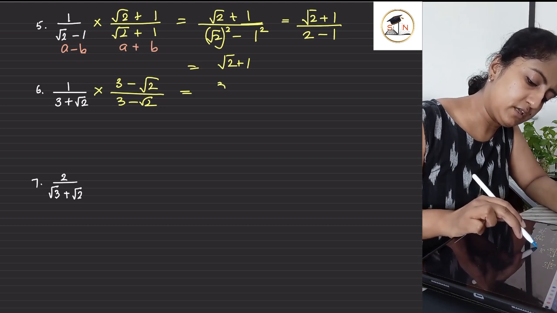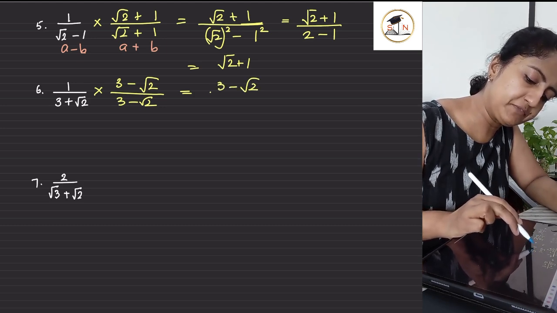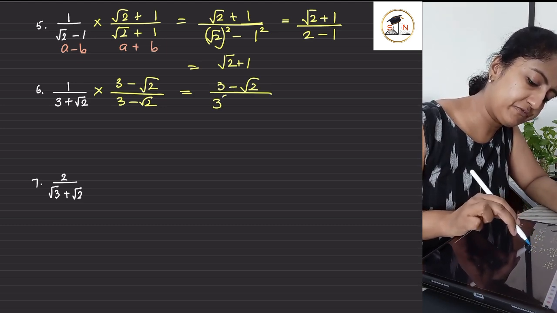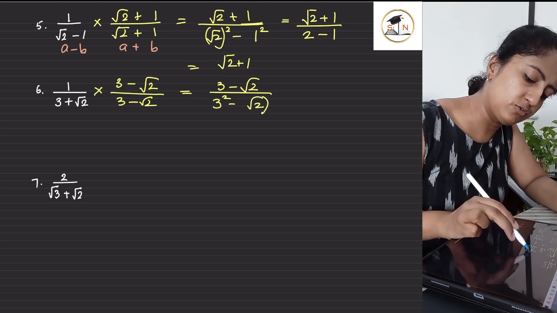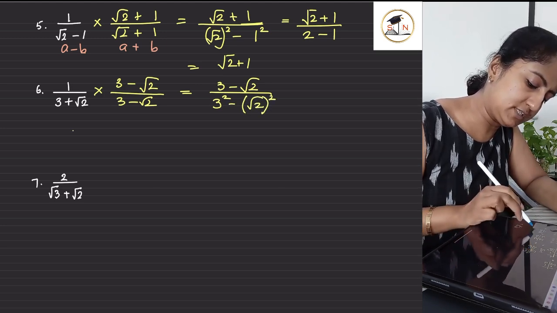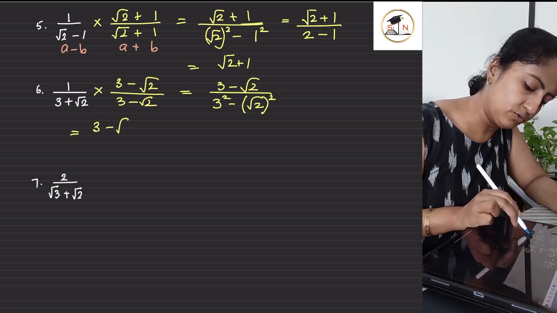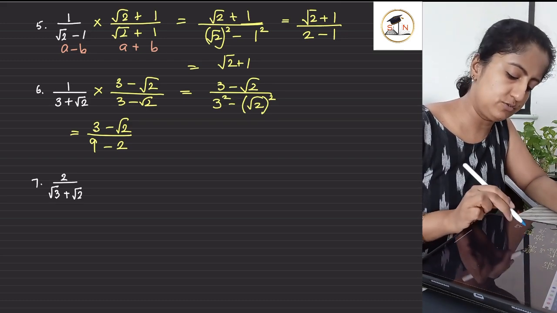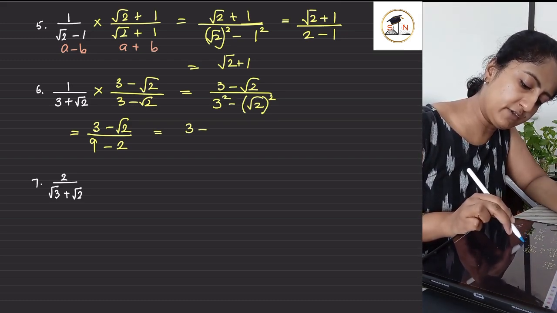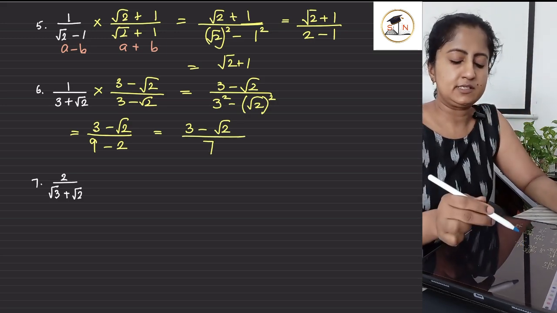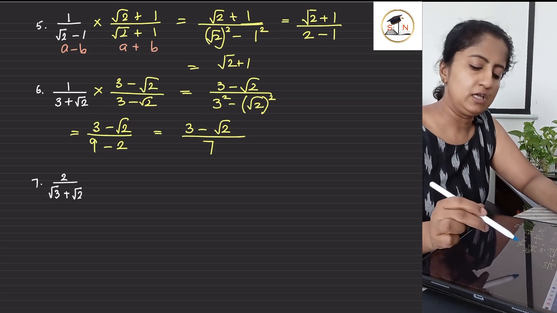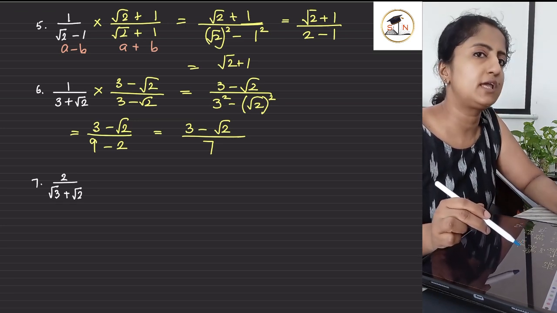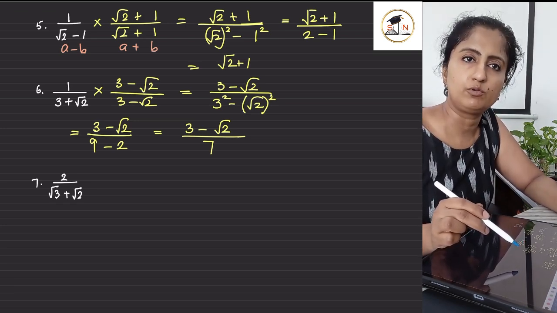Now what do we get? The numerator is 3 minus root 2. Denominator, you will have 3 square minus root 2 square. So this gives you 3 minus root 2 over 9 minus 2, because 3 square is 9 and root 2 square is 2. The final answer we are getting over here is 3 minus root 2 over 7. In any of the problems that we are doing, we are not left with any roots in the denominator, and that is what the target was.